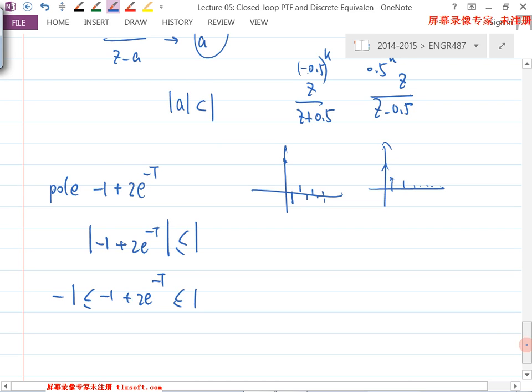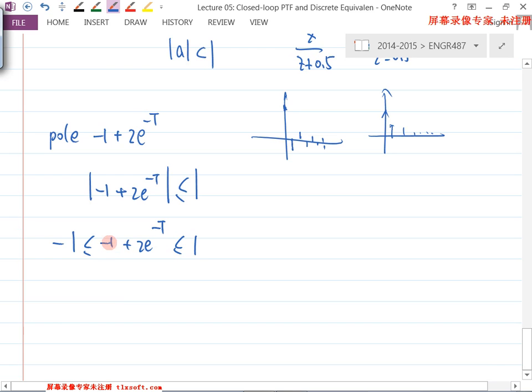So, a little simplification. -1 moved to the other side is 0. And -1 moved to the other side, it's 2. So altogether, e to the power of -t is between 0 and 1, right? It's 1.